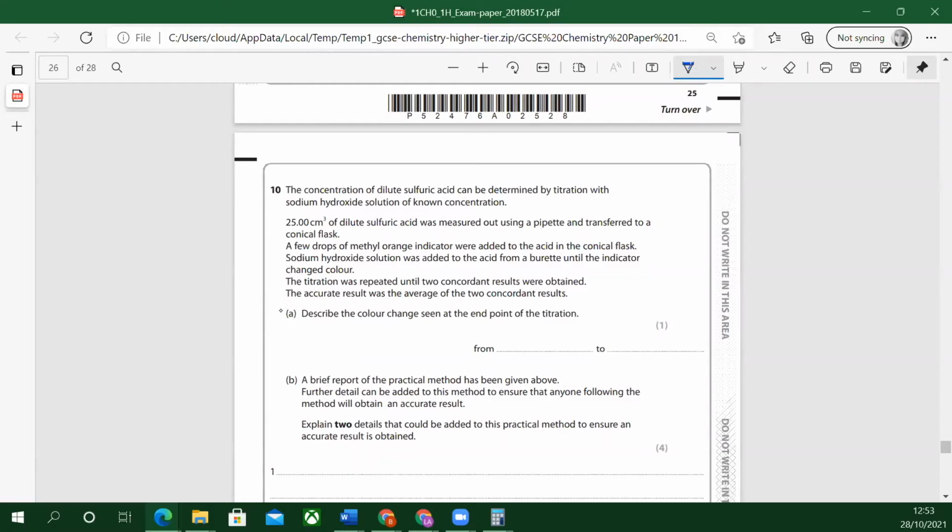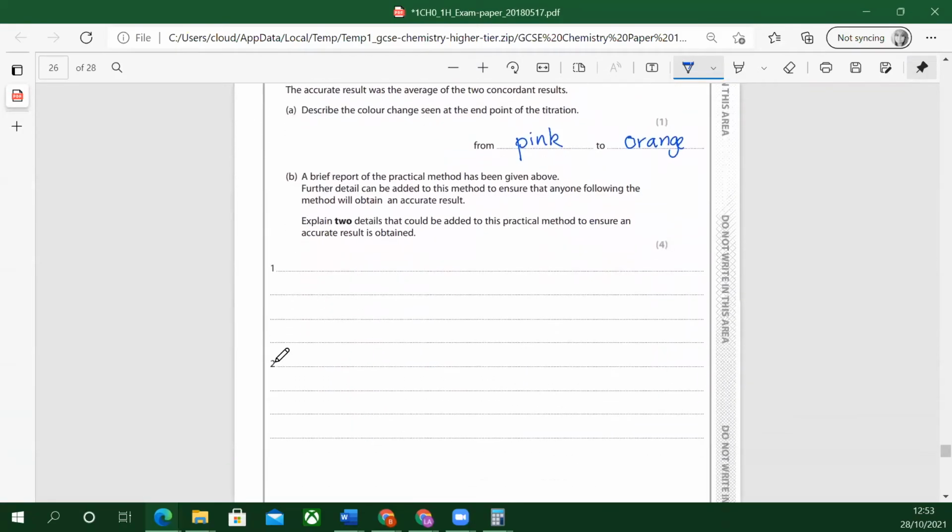Right, so it starts in the acid. It goes from pink, and if you've forgotten the colours of methyl orange, that's the thing to revise. So pink to an orangey red. Okay, so pink to orange.